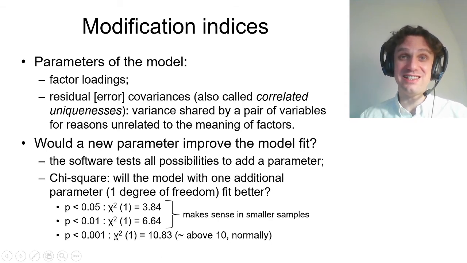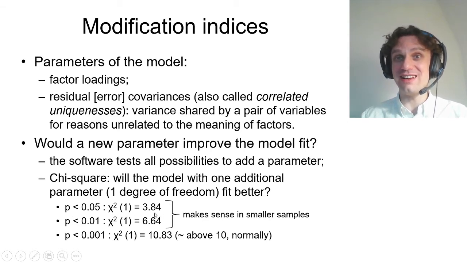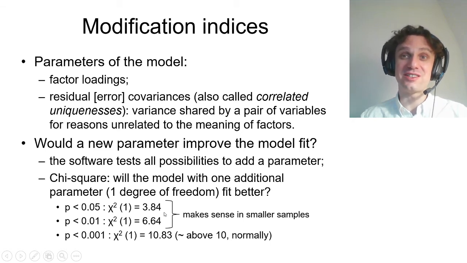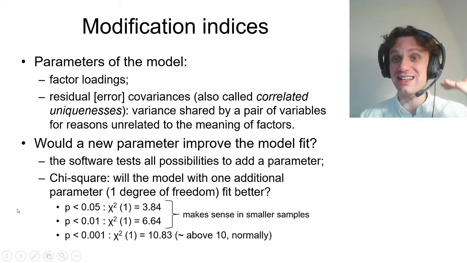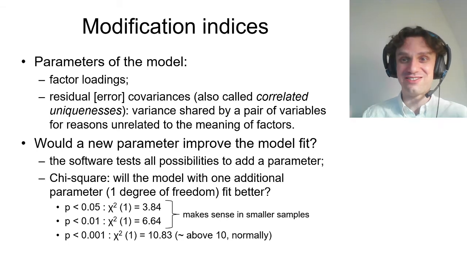These modification indices are basically chi-square values for 1 degree of freedom, and the minimum significant one is 3.8 for p less than 0.05. In very small samples, you can consider modification indices of this magnitude. But in larger samples, I recommend to consider modification indices above 10. This is the default in Mplus and in many other packages. And the logic is that above 10, these modification indices are likely to be significant at p less than 0.001, and the chance of getting a false positive result is acceptably low, unless you have thousands of them in your model.